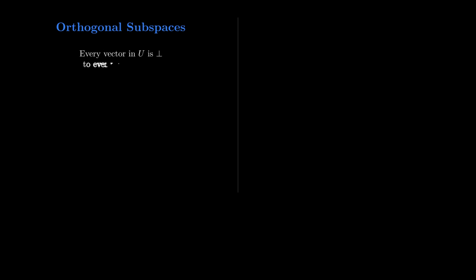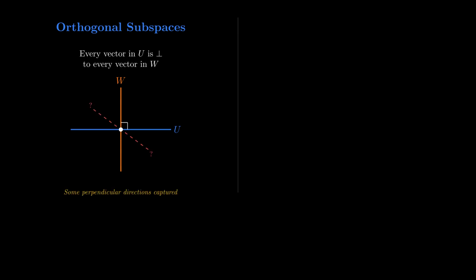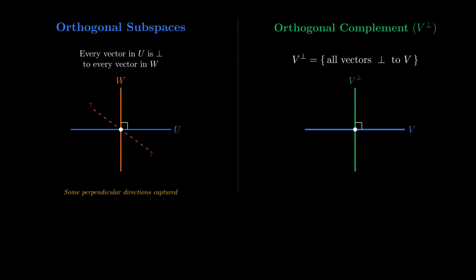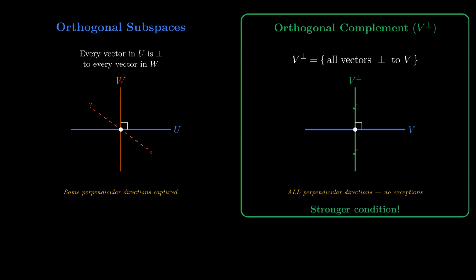Two subspaces are called orthogonal if every vector in one is perpendicular to every vector in the other. That's important, but it only tells us that some perpendicular directions are captured. The orthogonal complement of a subspace V, written V perp, is more demanding. V perp is defined as the set of all vectors perpendicular to V, every perpendicular direction, no exceptions. This is the stronger condition. So here's where we stand.